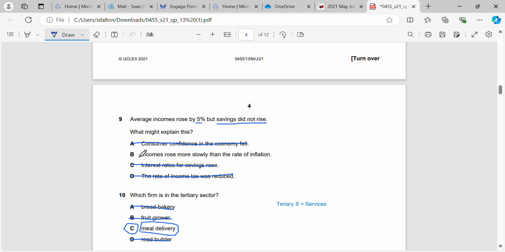same or decrease. However, if incomes rose more slowly than the rate of inflation, that would explain it. Average incomes might go up by 6%, but inflation might have been 6%, for example, which means that the real value of their income increase would actually be negative. It would be -1. So they would actually have less money now than they did previously, which means that they would save less money because it's more expensive to live. So even though they have 5% extra cash available, it's now more expensive to live, so they're saving less.